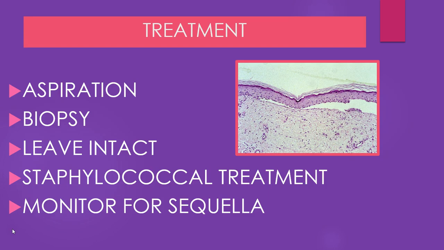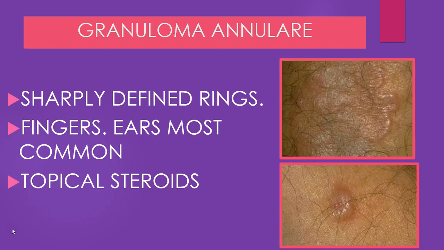Treatment includes aspiration for culture and cytology. Biopsy can be obtained to rule out more serious blistering diseases, pemphigus, pemphigoid, for example. In general, the lesions are left intact. Prophylactic antibiotics to cover staph and strep, and monitoring for ulceration, which is not at all uncommon.